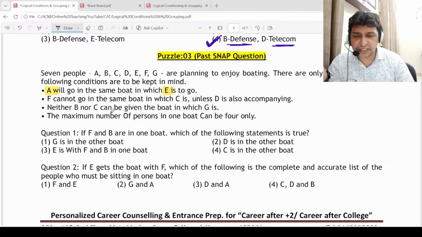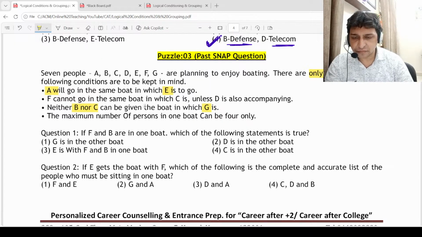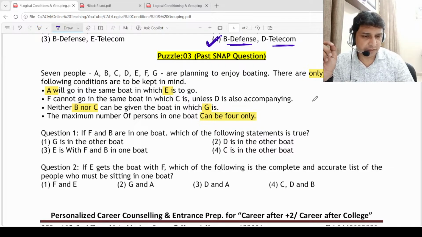Neither B nor C can be in the boat in which G is. So G, and B and C, are going to be on separate sides. That means B and C are going to be together. Because there are only two boats, the others have to be in the other boat. The maximum number of persons can be four, so the boats are going to have four and three persons.